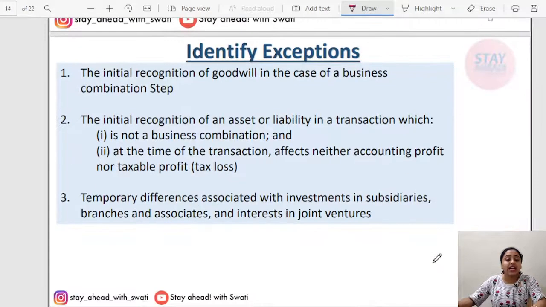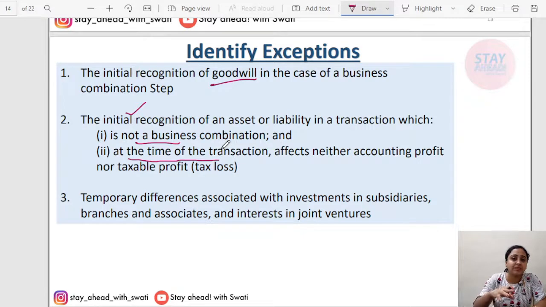Next, identify exceptions. There was one step in which you need to identify the exceptions. After identifying the exceptions, you do not need to record the temporary differences and accordingly the DTA and DTL. The first exception is the initial recognition of goodwill in a business combination. When goodwill is recorded, you do not need to calculate the differences between carrying amount and tax base. Secondly, the initial recognition of an asset or liability in a transaction which is not a business combination and at the time of the transaction affects neither accounting profit nor taxable profit.